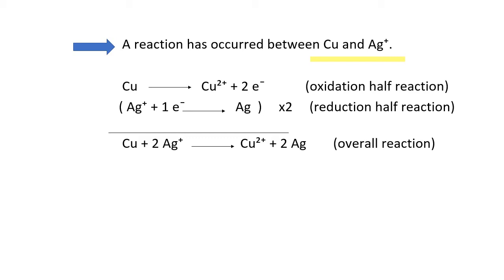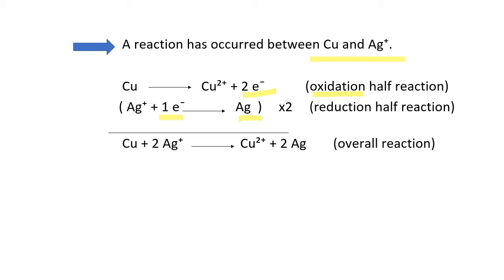In this change from the metal to the ion, we have release of 2 electrons. So Cu gives Cu2+ plus 2 electrons. This is called the oxidation half reaction. An oxidation half reaction occurs when there is release of electrons, which means there is loss of electrons. While Ag+ transforms into Ag, because we've seen Ag deposit on the Cu strip. Ag+ gains 1 electron to become Ag.